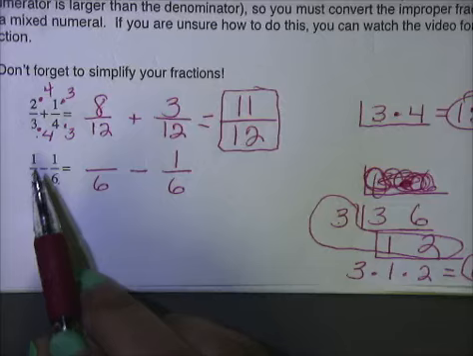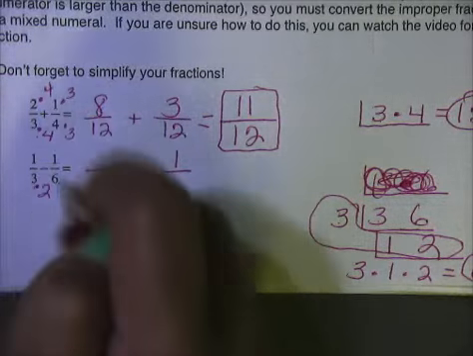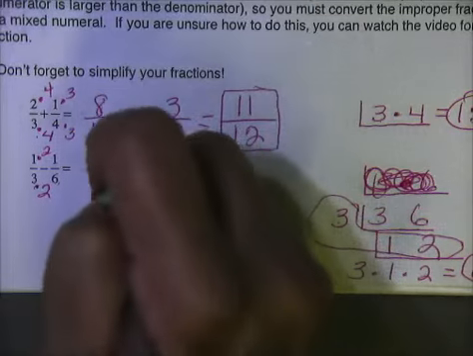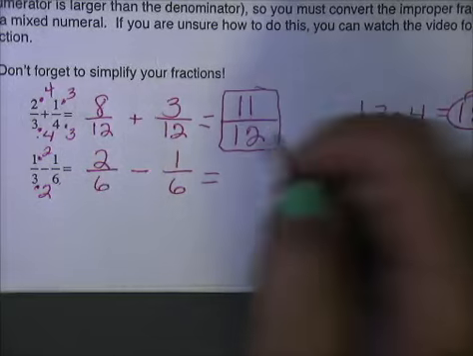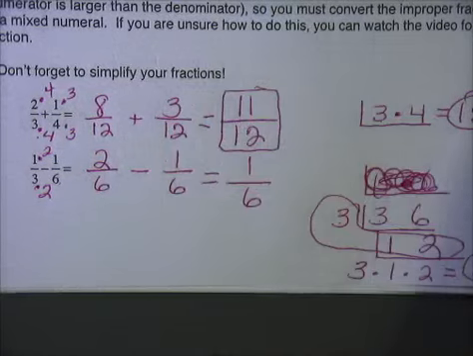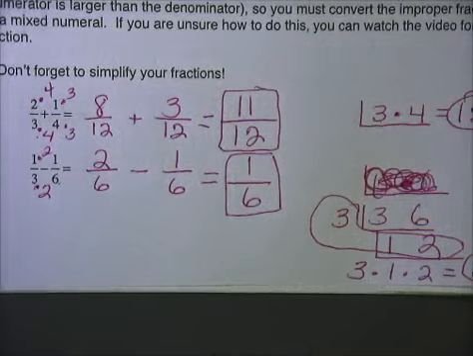But we need to convert 1/3 to 6. So we know that we multiply 3 times 2 to get 6. So we need to multiply 1 times 2, and we get 2. And then subtract. 2 minus 1 is 1. Denominator stays the same, and it's already in simplest form. So that's where it ends.